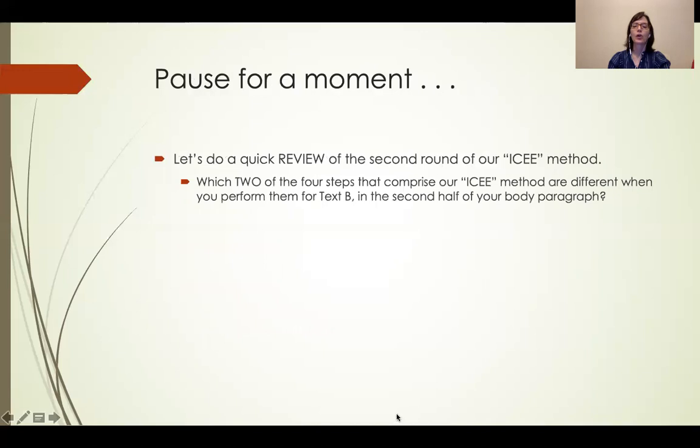Okay, so for our first question, which 2 of the 4 steps that comprise our IC method are different when you perform them for text B in the second half of your body paragraph? Okay, so the 2 steps that are different the second time around for the IC method, engage and explain.